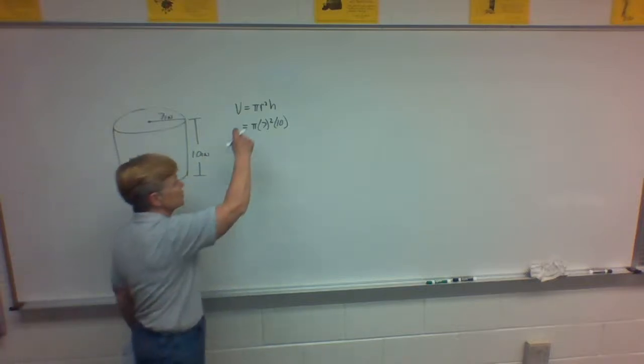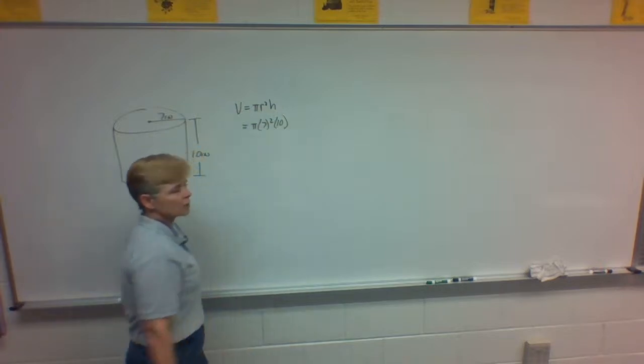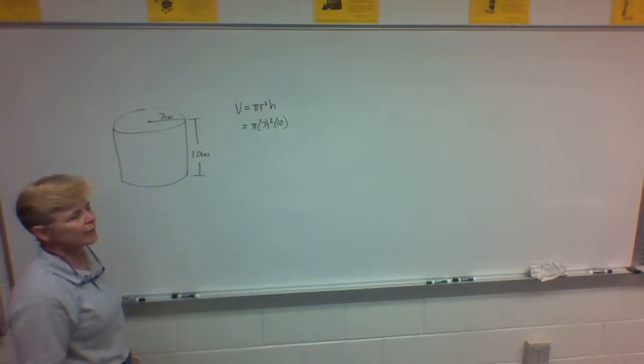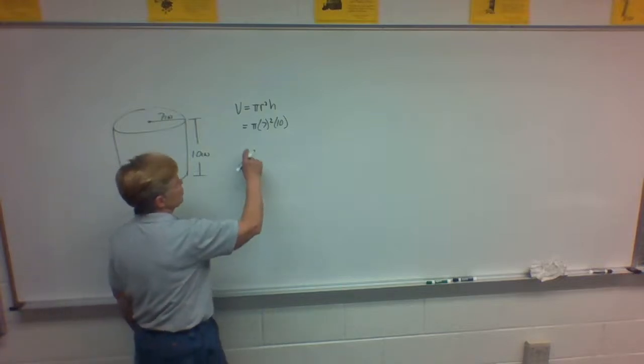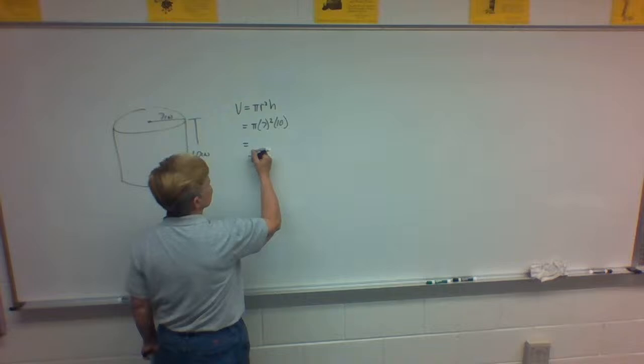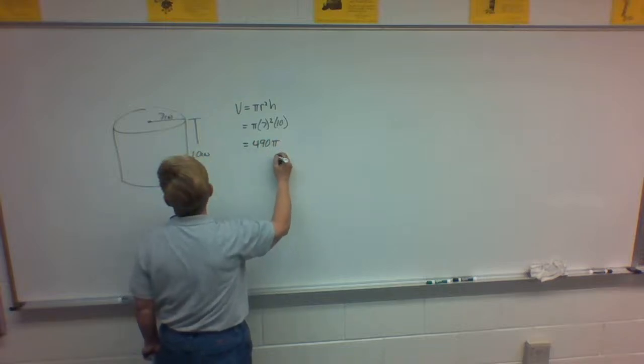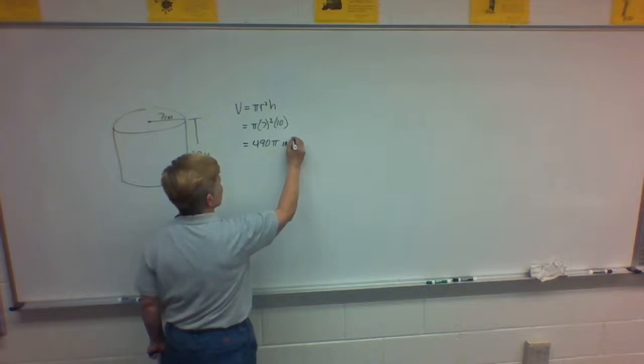But you got to know this. Because if you don't know that, you're dead in the water on this. You've got to have these things memorized or written down if you're willing to sacrifice 10 points. So it's pi r squared h, and then we do the math on that. From there, you can calculate it if you want. That's 49 times 10 is 490 pi. You may leave it in that form if you wish, but it is in inches cubed.